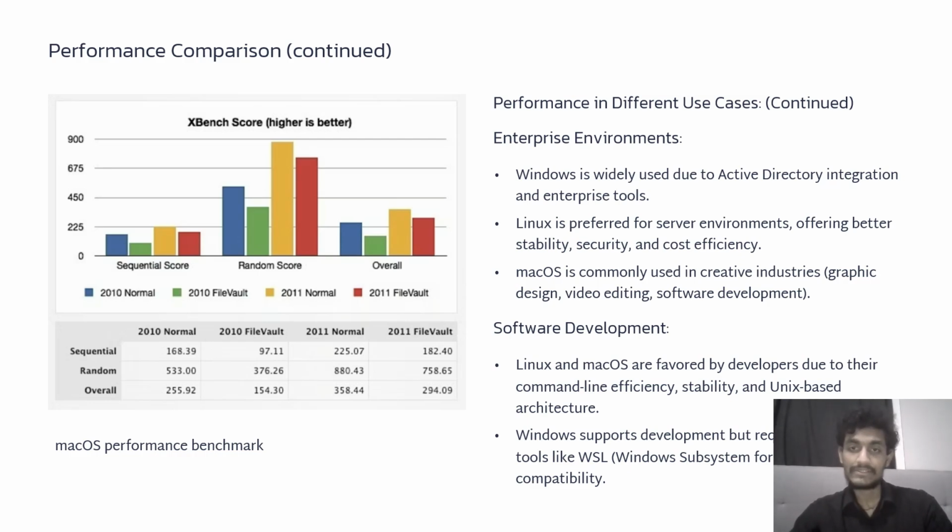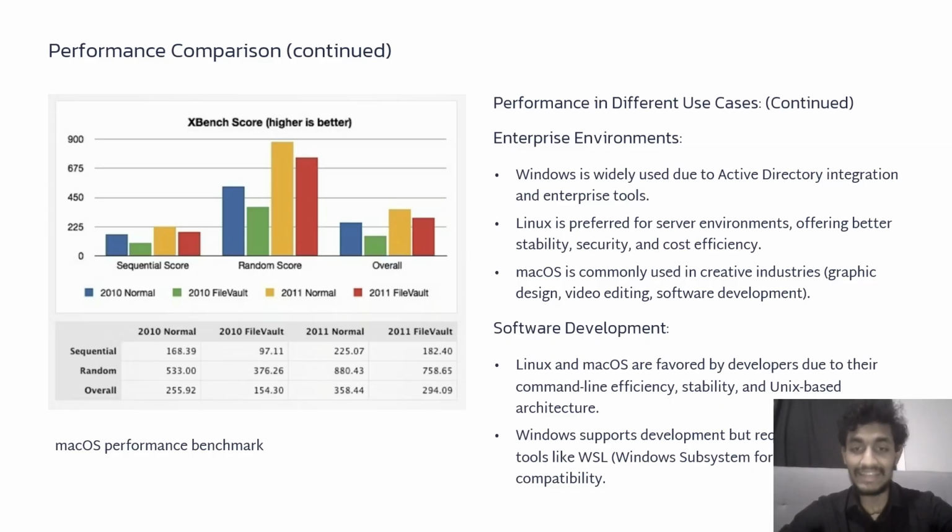Enterprise environments. In enterprise environments, Windows is widely used due to Active Directory integration and enterprise tools. Linux is preferred for server environments, offering better stability, security, and cost efficiency. macOS is commonly used in creative industries, graphic design, video editing, and software development.